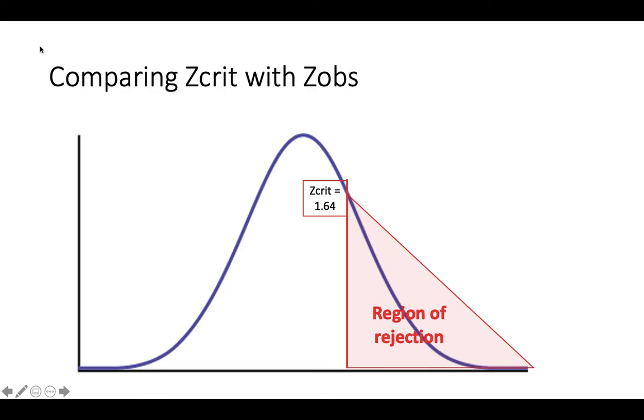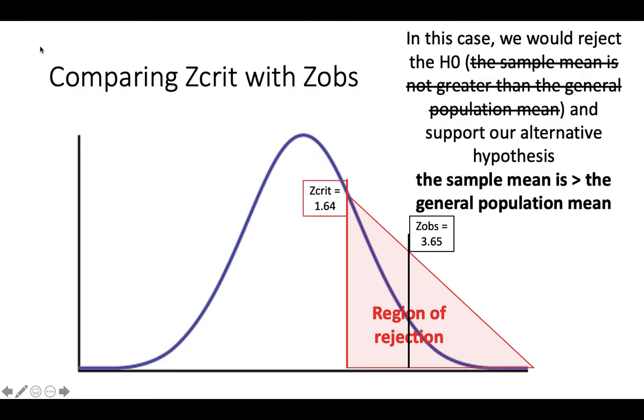Now for our example, we calculated a z-observed of 3.65. This value falls into our region of rejection. So in this case, we would reject our null hypothesis that the sample mean is not greater than the general population mean, and we would support our alternative hypothesis. Our sample mean is greater than the general population mean.